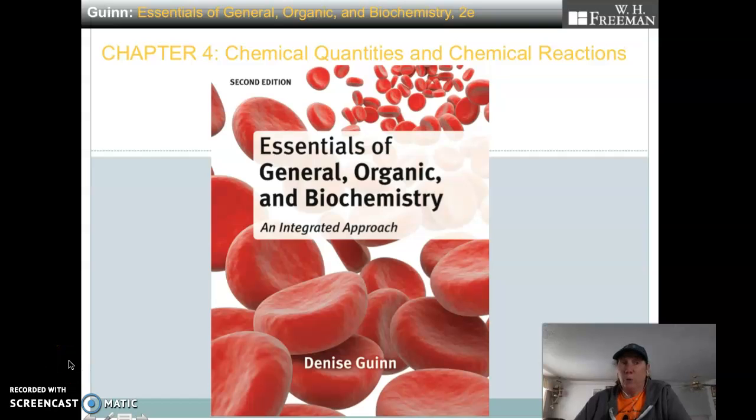We're going to start chapter 4 today, and chapter 4 is about quantities in chemistry. They kind of made up their own unit because, again, atoms and molecules are so tiny. There's no way you can put them on a scale and measure them. So they made a relative scale so that you can count and measure out things.